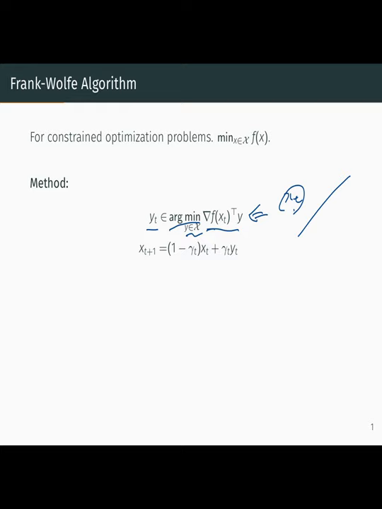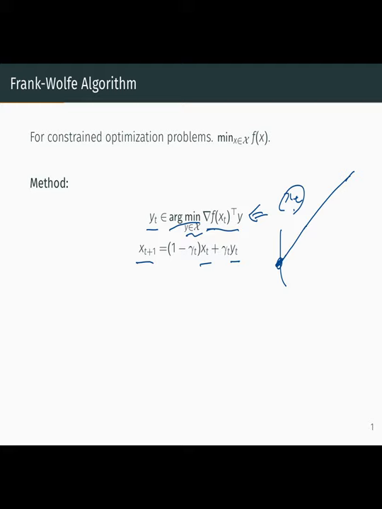If there is no constraint set, naturally this value goes to negative infinity and will diverge. But in this case we have a convex constraint set, so it does not go to infinity but goes to some boundary point. So yt is always a boundary point. Then we do not use yt directly, but we interpolate yt and xt with a step size gamma t. So xt plus 1 is equal to (1 minus gamma t) times xt plus gamma t times yt.